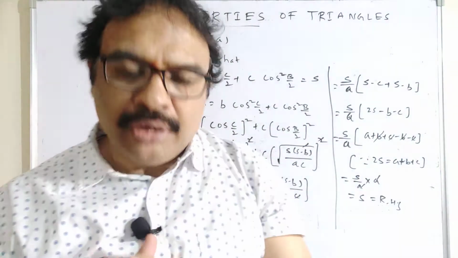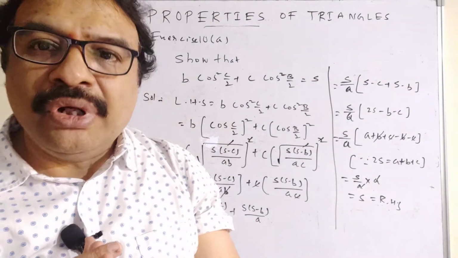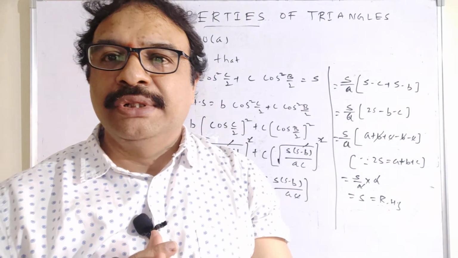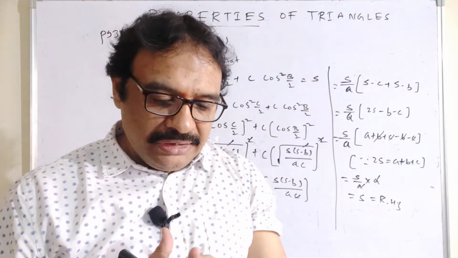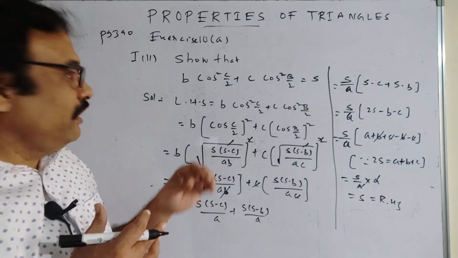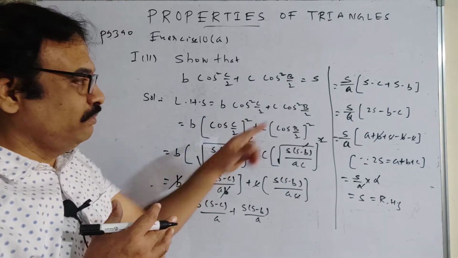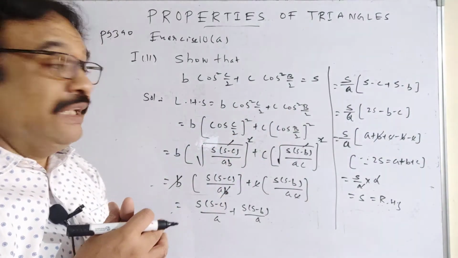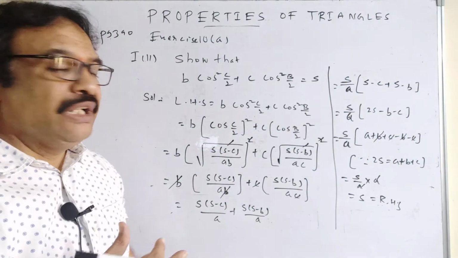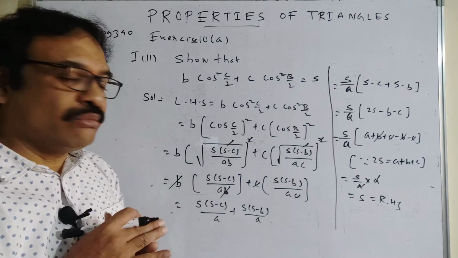Right. Now I have got some short answer type questions, 4 marks questions, that I need to discuss with you all. I hope that you have understood. I'll repeat once again. This is b into cos square c by 2 plus c into cos square b by 2. I have expressed all these formulas in the earlier session, and I have given all the formulas also.